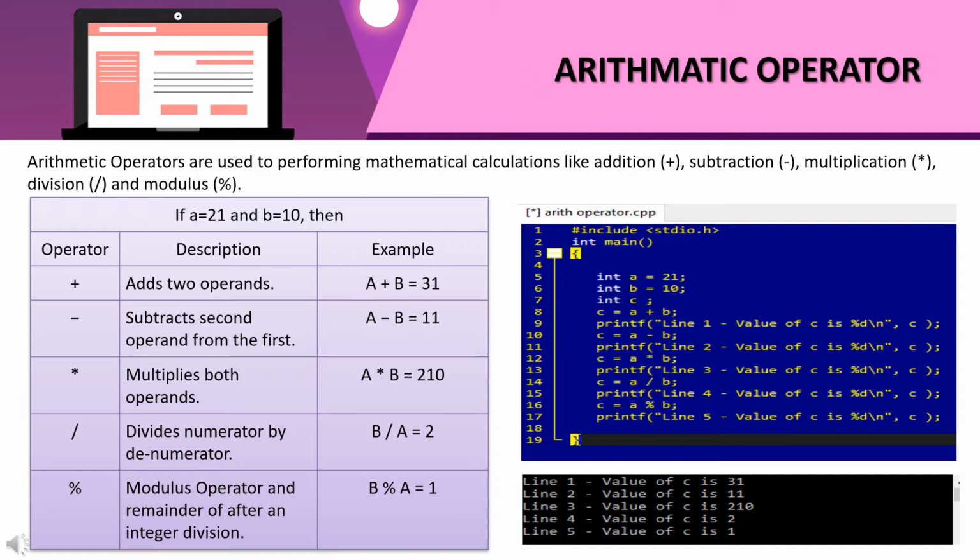After that we are getting the results. Line 1, value of c equals 31, which is the result after addition. And after that, line 2, value of c is 11, which is the result after subtraction. Next comes the value of c is 210, which gives the result after multiplication. After that the value of c is 2, that is the result of division. And at last the value of c is 1, which is the result after the modulus operation.